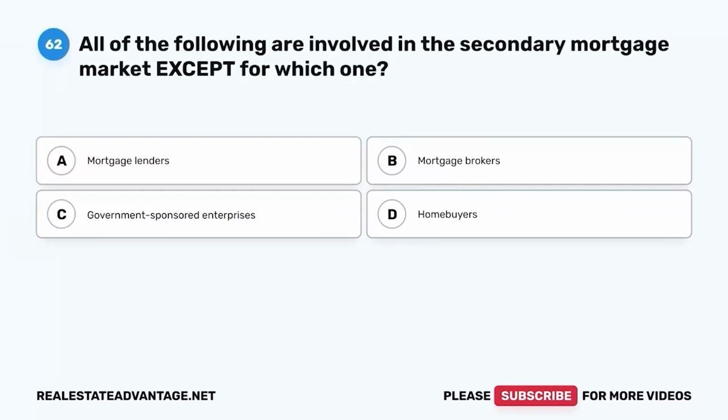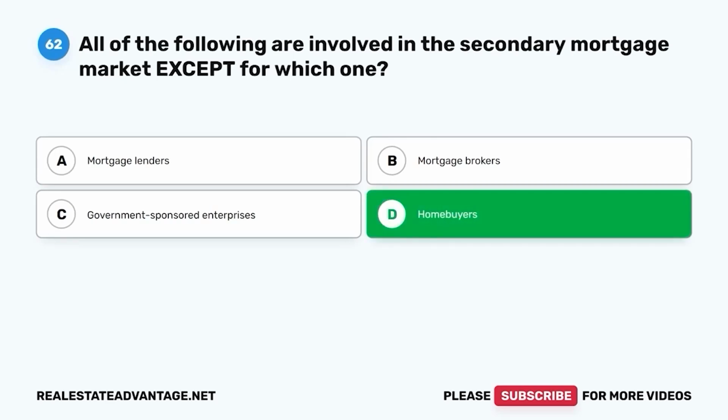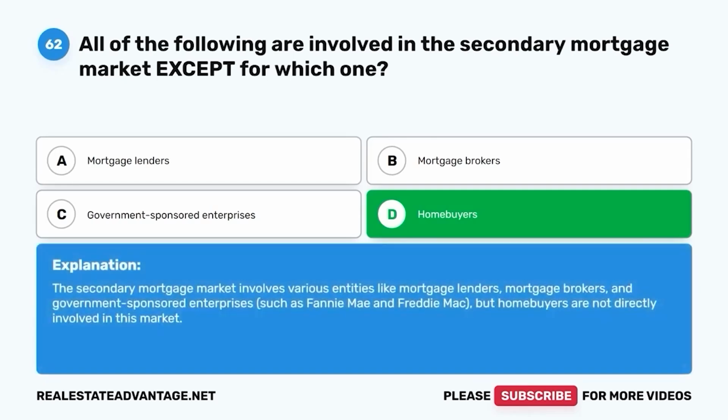Question 62. All of the following are involved in the secondary mortgage market, except for which one? A. Mortgage lenders, B. mortgage brokers, C. government-sponsored enterprises, D. home buyers. The correct answer is D. Home buyers. The secondary mortgage market involves various entities like mortgage lenders, mortgage brokers, and government-sponsored enterprises, such as Fannie Mae and Freddie Mac, but home buyers are not directly involved in this market.